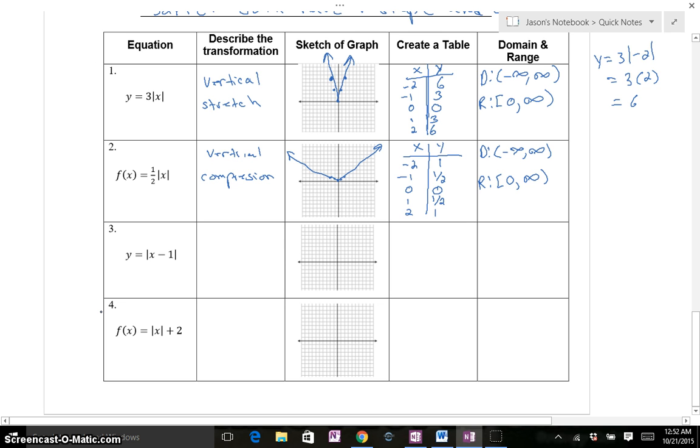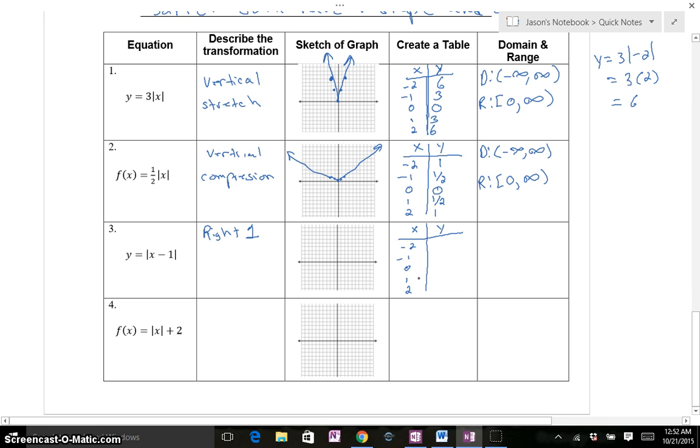Next, y equals the absolute value of x minus 1. It's inside the absolute value. It says negative, so we know it's going to move right 1 unit. Let's see that in our table. x, y: -2, -1, 0, 1, and 2.